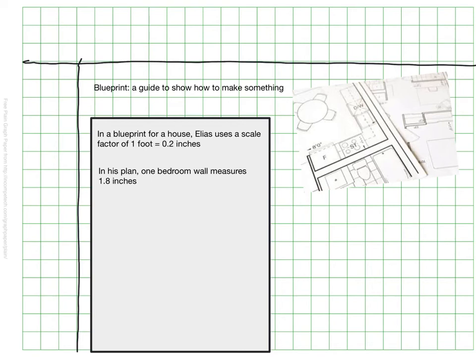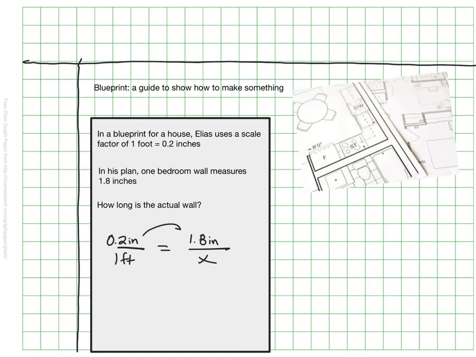And when he drew out his plan, one of his walls of his bedroom measures 1 8/10 of an inch. And of course, what we would want to know is how long his actual wall will be when he builds it. So as always, I'm going to go with my handy dandy proportion and fill in what I know. And what I know is that 2/10 of an inch is equivalent to 1 foot. And I know that he has a 1.8 inch wall. But what I don't know is the actual feet of the wall.